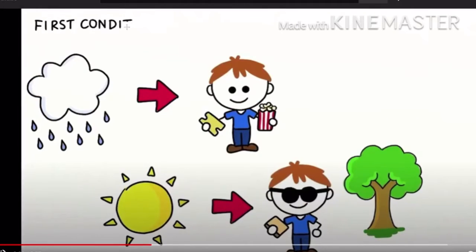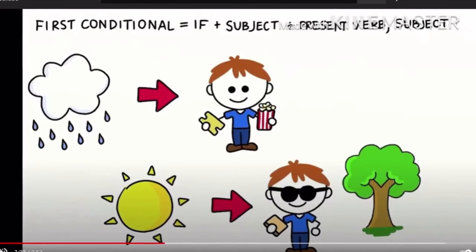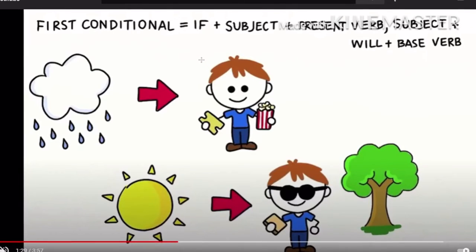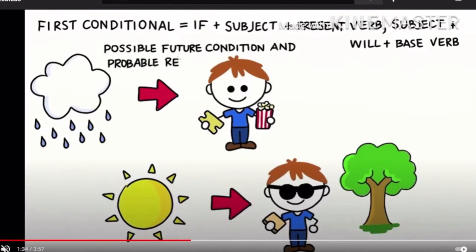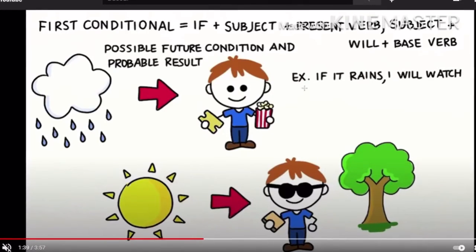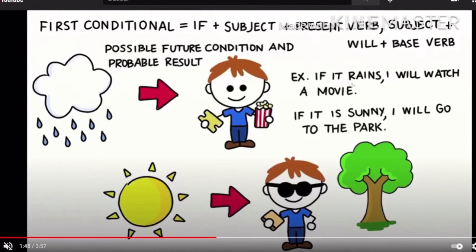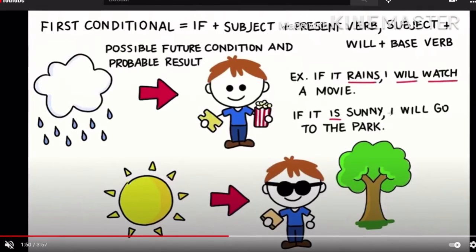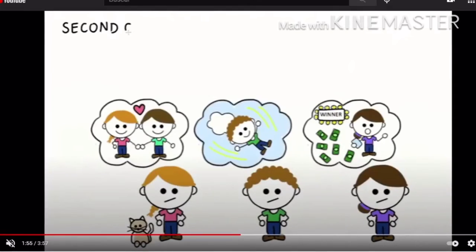Okay, and we saw that in the first conditional, the structure is if plus subject plus present verb. Then I have the second part, the result, with will and the base verb. It's for possible future conditionals and probable results, that could be true. Okay, if it rains, I will watch a movie. If it's sunny, I will go to the park. Rains is in present, and the result is with will and the verb in the main clause.